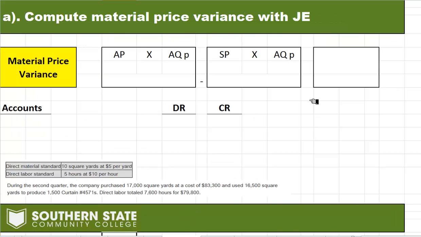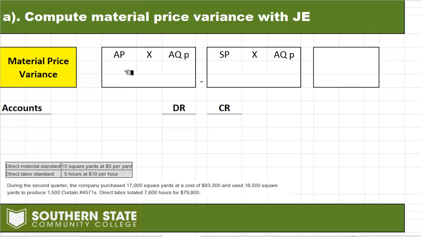Part A wants us to compute a material price variance and give a journal entry. Our material price variance is simply calculating how much we had set up as a standard for our material price and how much we actually ended up paying. So here's our formula: the actual price we paid multiplied by the actual quantity we bought, minus the standard price that we've set times the actual quantity. Okay? I've got that information right down here, copied directly from the problem.